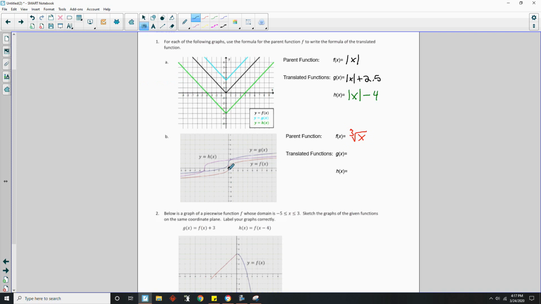Then we're going to do g of x, which is this one, going through the point 0, 1. So it's shifted up 1, and that one is blue, so I'll write it in blue. So it's a cube root of x. Shift up, down is outside, that stays the same. It's up 1, so it's outside plus 1.